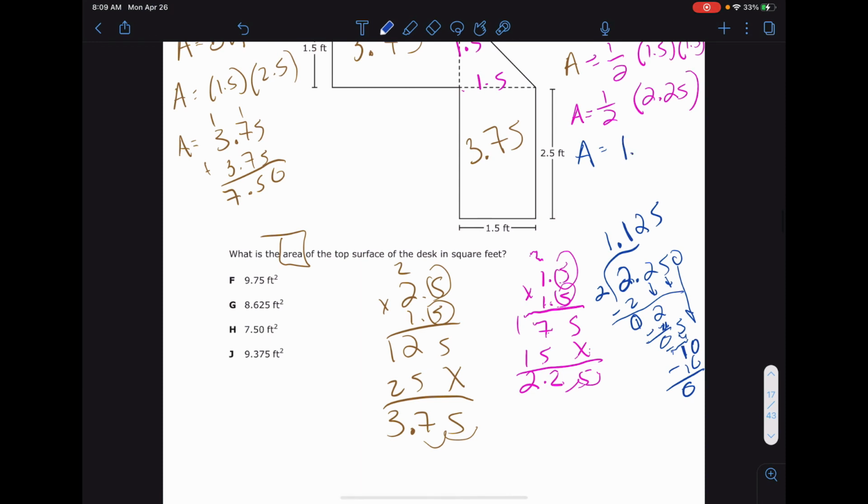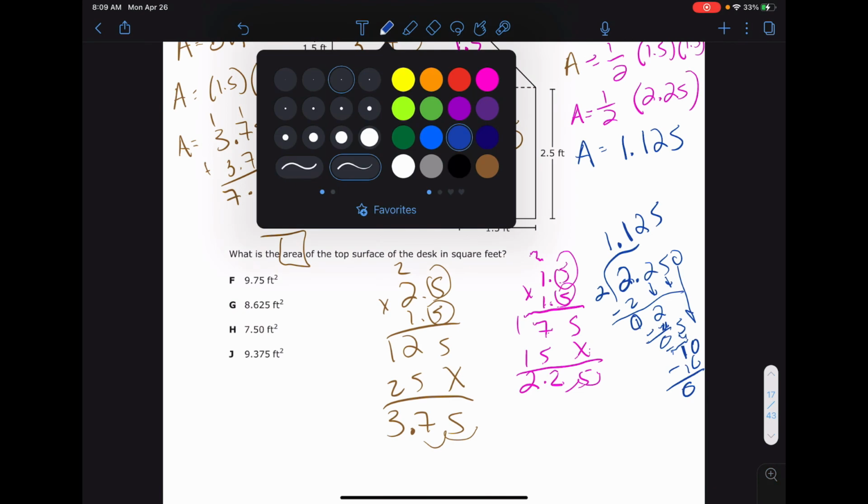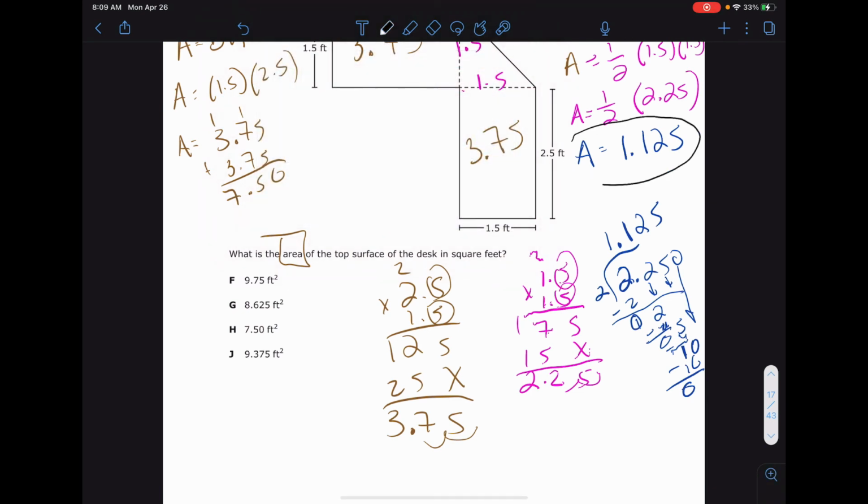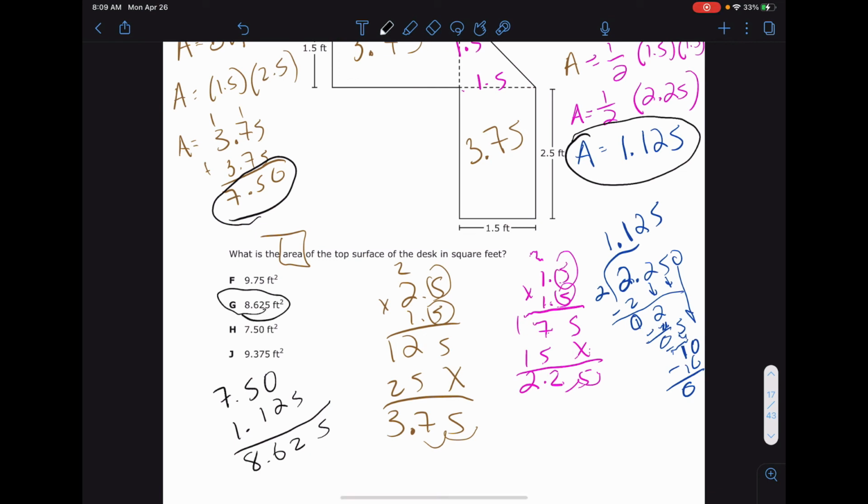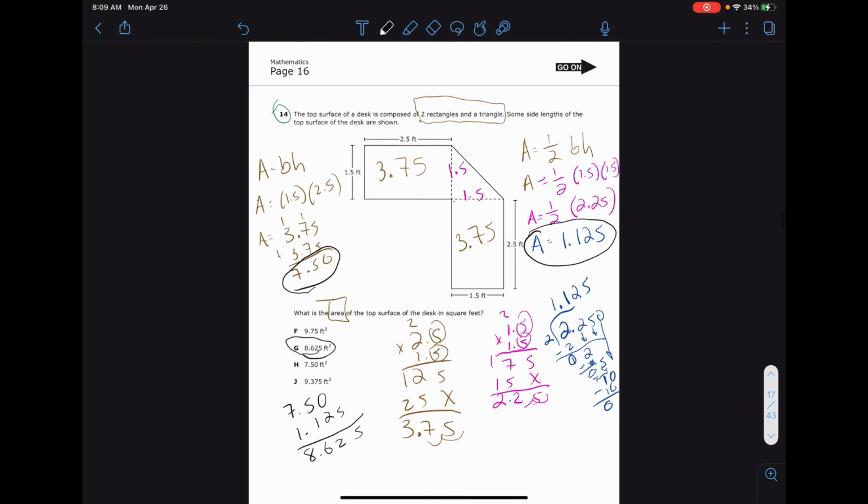So the area is 1.125. And then I just add the total. Sumen el total de este y este. 7.50 plus 1.125. 8.625. My answer is G, 8.625. Remember, it wants the total. ¿Cuál es el total?